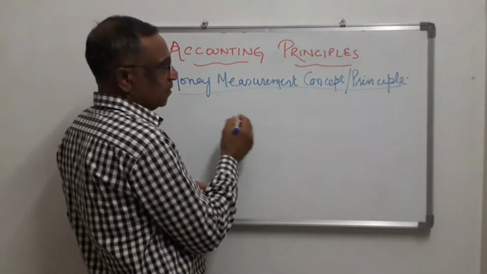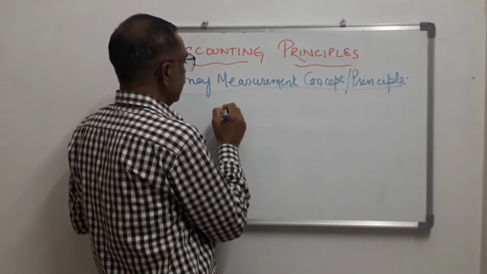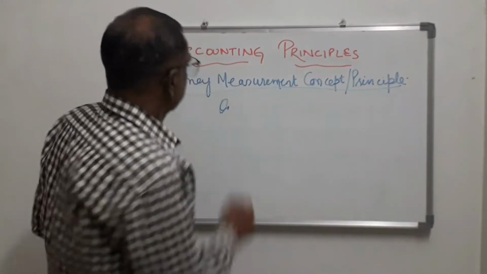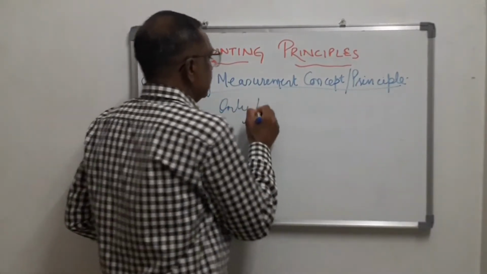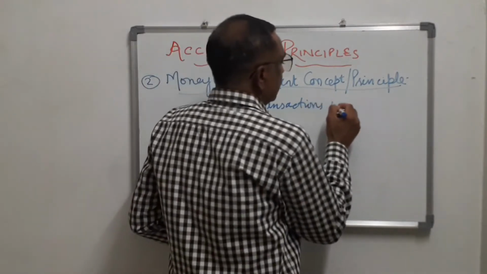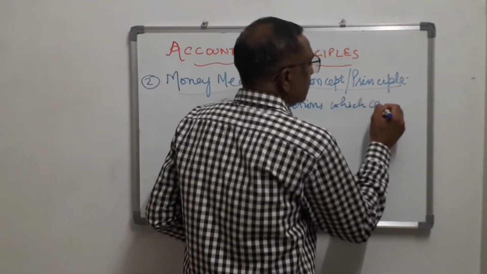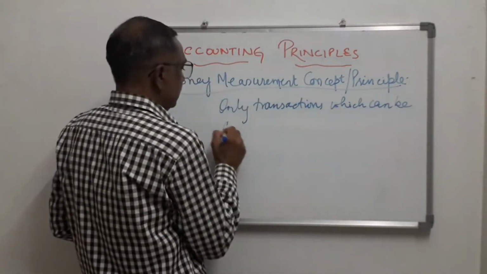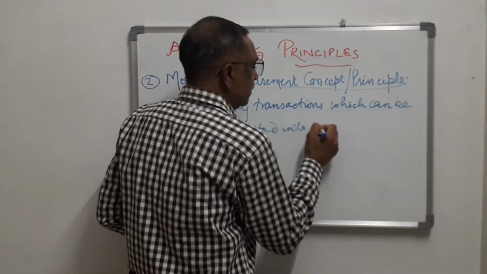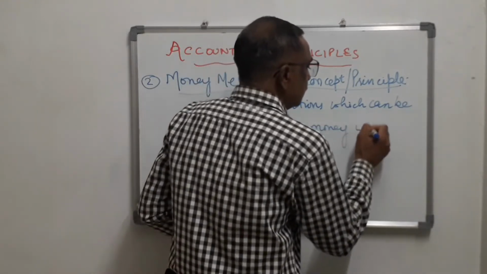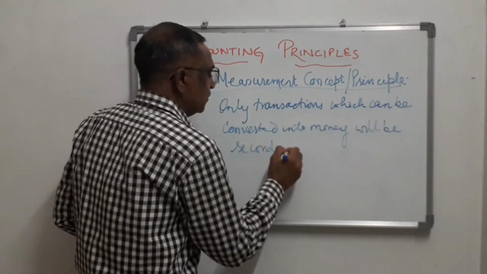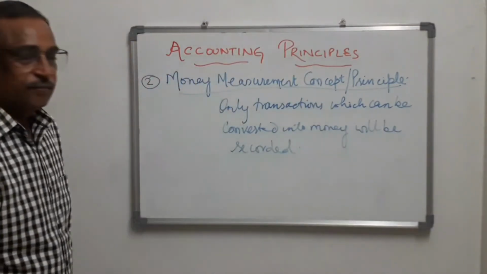So the money measurement concept says only transactions which can be converted into money will be recorded. Okay? Clear?